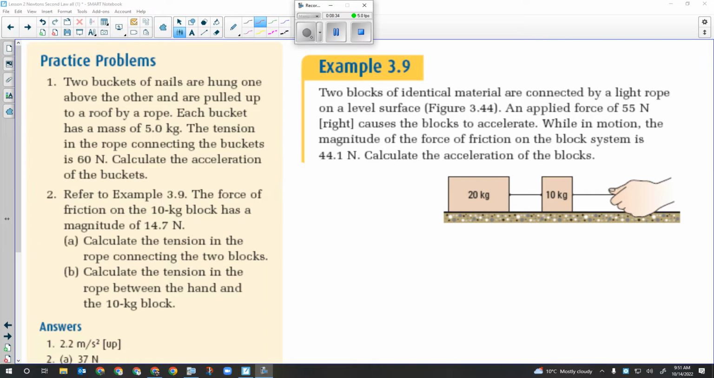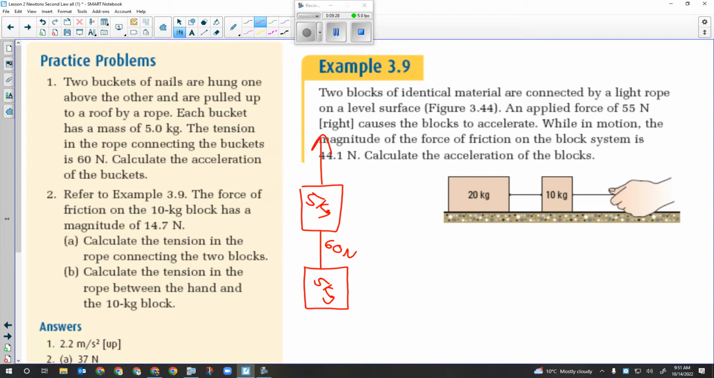All right. So they're telling me I've got these two buckets of nails, and they're connected by a rope. Okay? Each one of them is 5 kilograms. All right, they tell me the tension in the rope connecting the buckets is 60 newtons. So that means that's the force, that's how tight that rope is. Okay? And that means, because tension is in a rope, that it actually acts in two directions. It's pulling down on the bucket above and pulling up on the bucket below. Okay? So 60 newtons. Now, there's obviously another rope here with a force, but they don't tell me what it is.